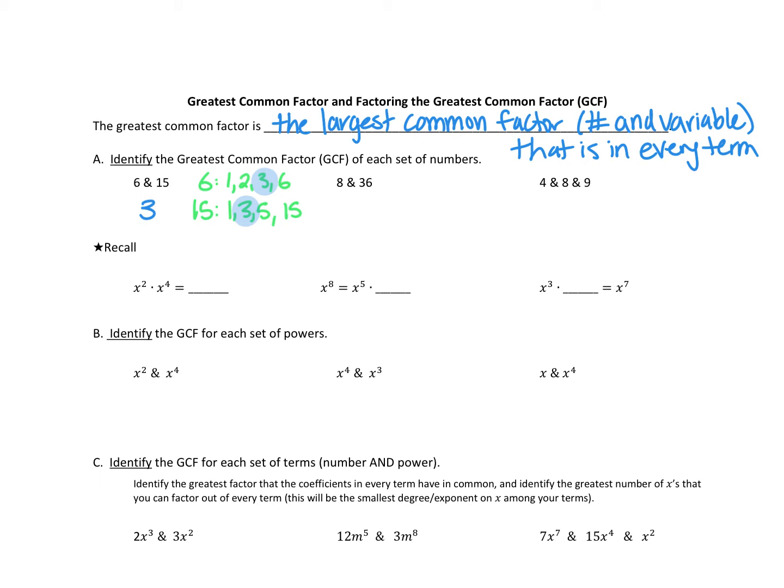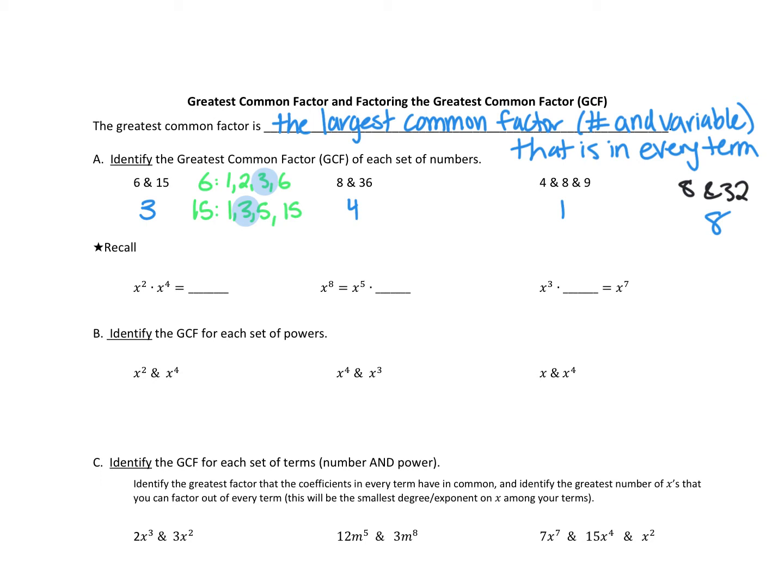The greatest common factor of 8 and 36 is 4. The greatest common factor of 4, 8, and 9 is 1. Note that the greatest common factor could be one of the numbers themselves. If you were looking for the greatest common factor between 8 and 32, then 8 is a factor of both 8 and 32, so that's the greatest common factor. Remember, factor is multiplication, so it is a number that each number or term is divisible by.